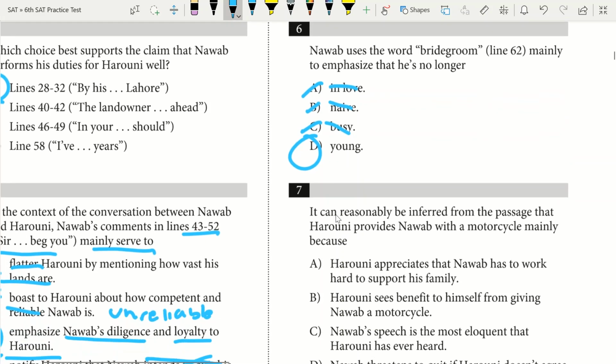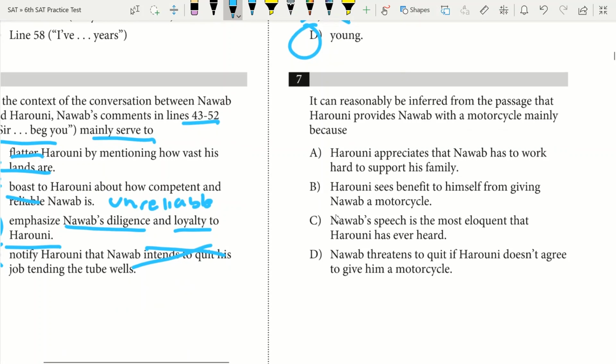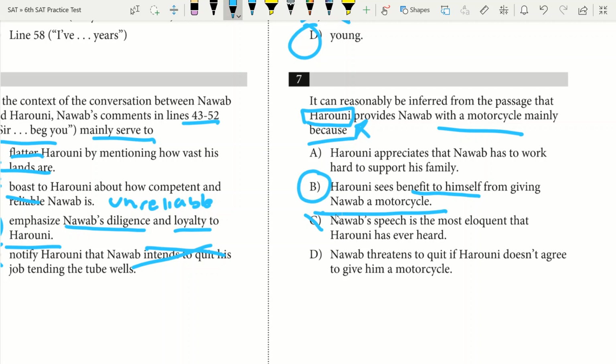Question 7. It can be reasonably inferred from the passage that Haruni provides Nawab with a motorcycle mainly because what? Well, we know that that's because Haruni enjoys his lavish lifestyle and he wants to maintain that. So it's really a selfish decision to do it. Okay, so that's going to be answer choice B. He sees benefit to himself from giving Nawab a motorcycle. He knows by giving Nawab a motorcycle, he can maintain that luxurious lifestyle because Nawab has always done a good job of maintaining that residence for him. So 7, answer is going to be B there.